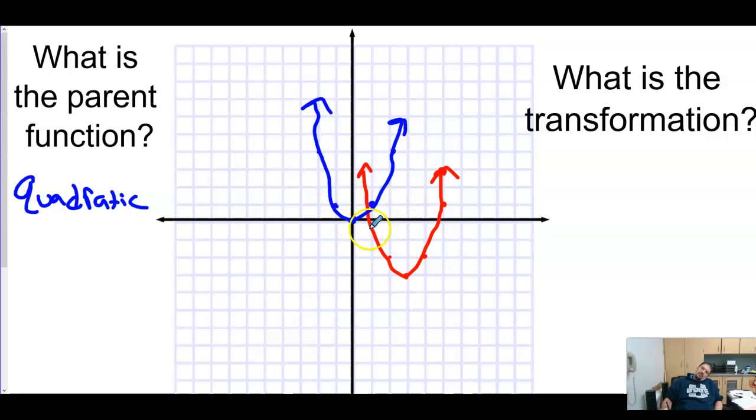So if we look at (0, 0), how did they get from here to here? Well, it looks like they went right 1, 2, 3, and then down 1, 2, 3. So the transformations were right 3, down 3.